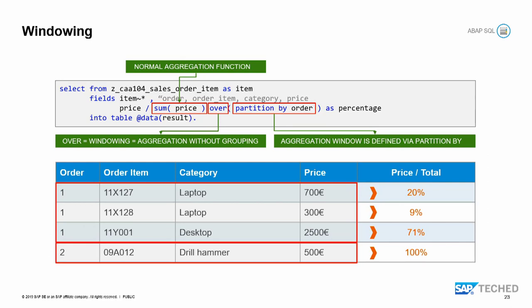With this number, we will have the 3,500 as total, for example, for order 1. And we are dividing by this constant value. So the price is divided by this constant value in this select statement. So we are able to generate exactly this number as result.